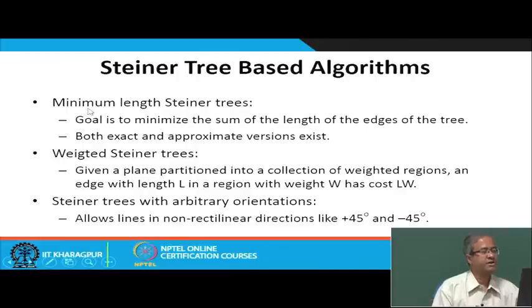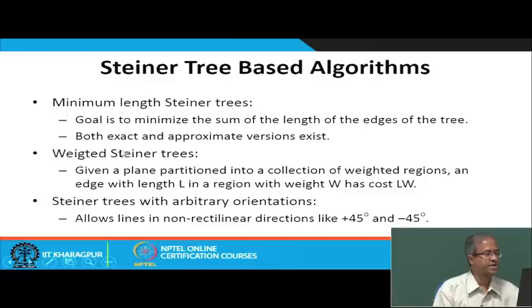Here we are trying to address the goal of minimizing the sum of the lengths of the edges of the tree. Exact versions exist, but as I said, it is an NP-hard problem. You can get the exact solution only for very small problem instances, but for larger problems some approximate heuristics exist.